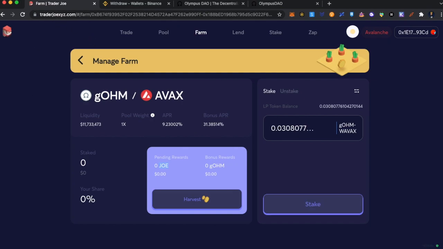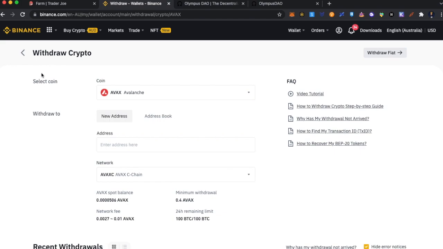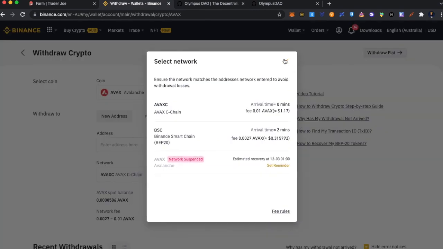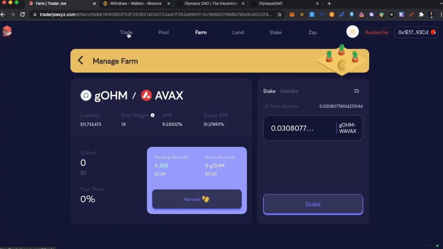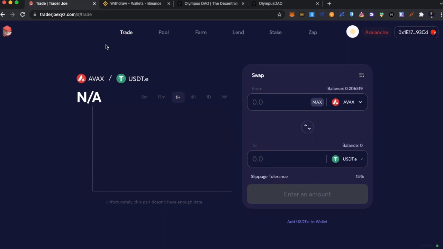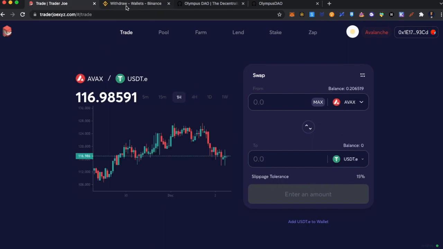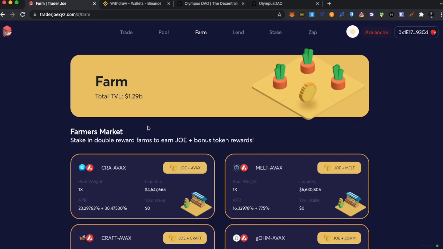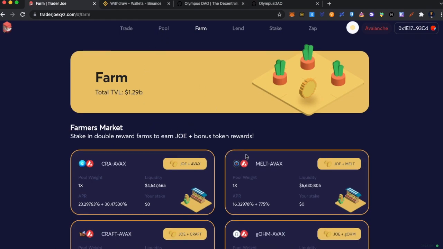All right, so let me recap. gOHM is a governance token on the Avalanche network. How do you buy it? You transfer your dollars to your Binance account or a crypto.com account or any of your centralized exchange accounts. Withdraw it to your AVAX C chain. Then go to Trader Joe and swap your AVAX to gOHM. And I've taken one step further and provided some liquidity to farm the Joe token.